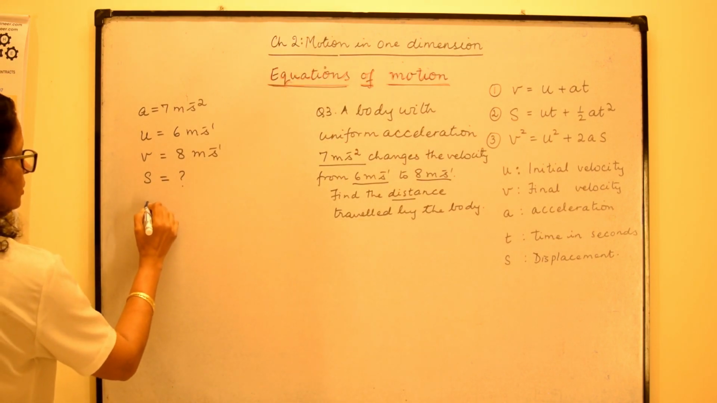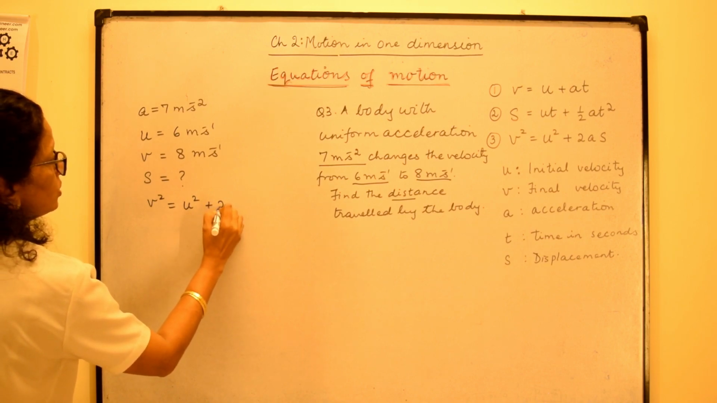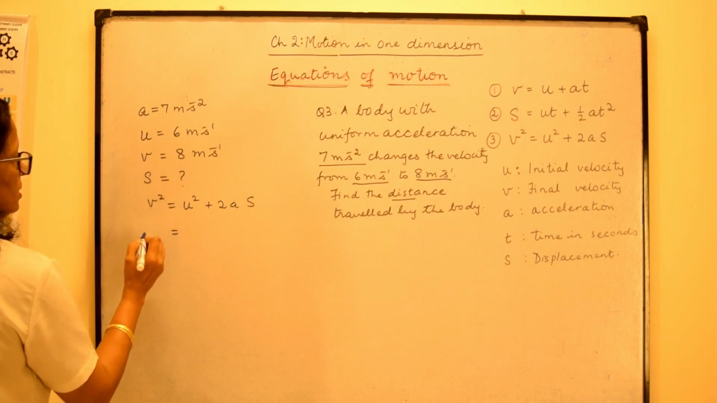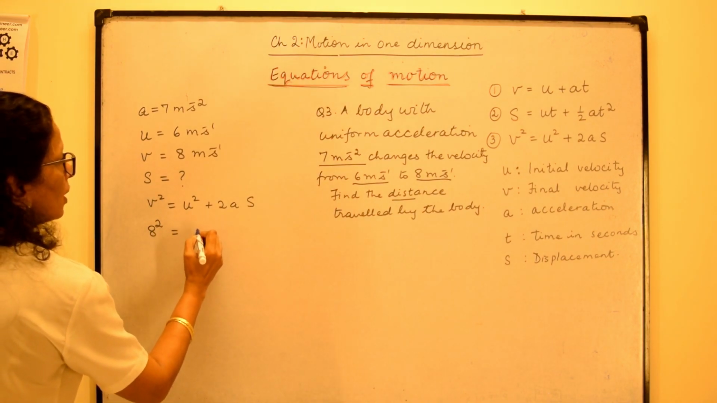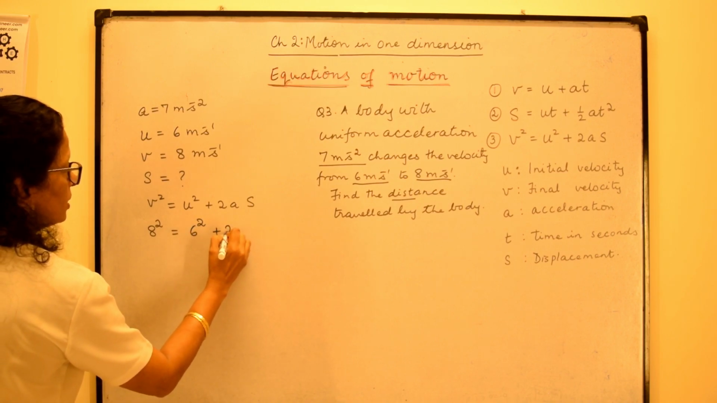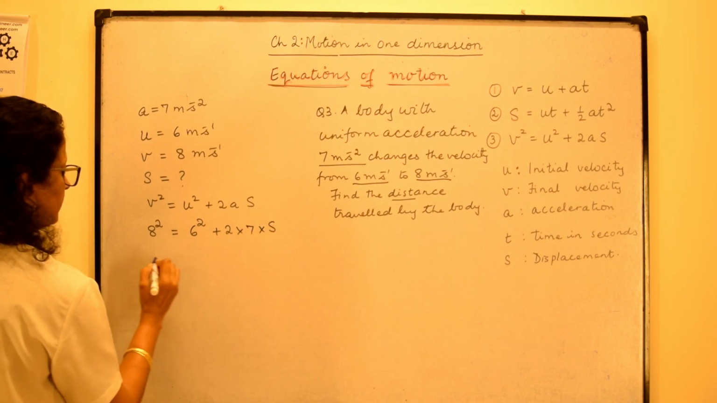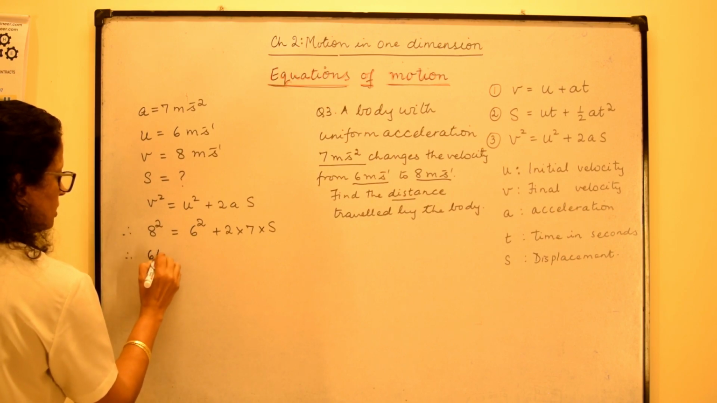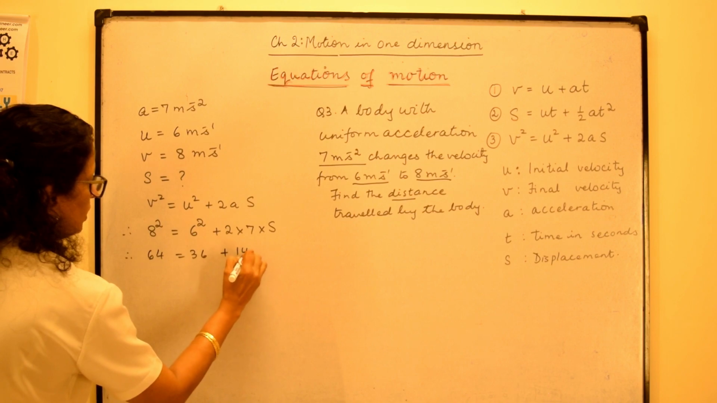Let us write it down. V square is equal to U square plus 2AS. V square is 8 square, U square is 6 square, plus 2 into 7 into S. So it will give us, therefore, 64 is equal to 36 plus 14S.